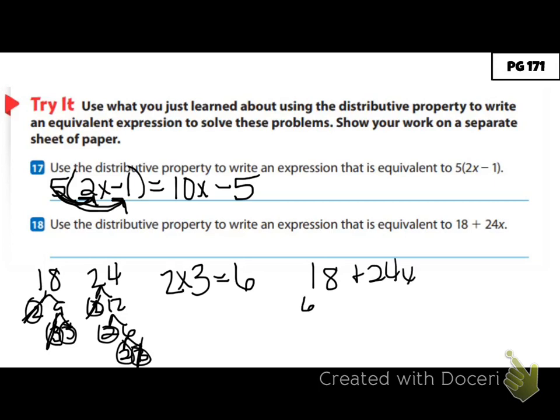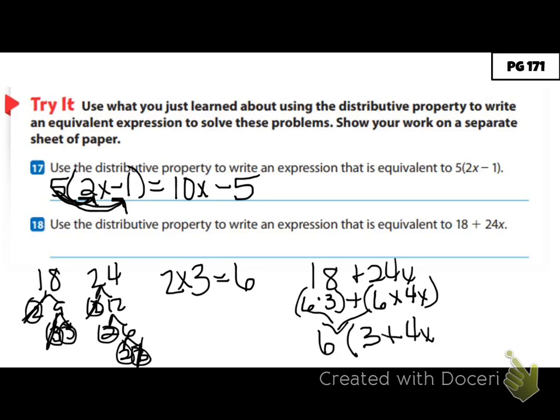Okay, so 6 times 3 gives me 18, plus 6 times 4, and then we'll attach that x to it. So now I pull out my 6 and put it in front, and I'm left with 3 plus 4x. So 18 plus 24x is equivalent to 6 times 3 plus 4x.